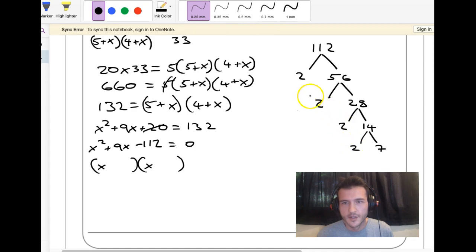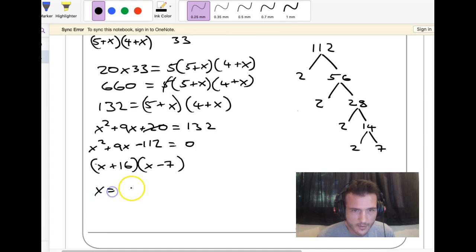It has to be 7. And 2 times 2 is 4, 8, 16. It's got to be 7 and 16. 16 minus 7 is 9. So yes. So we're going to have 16 and 7. Which is which? So we're going to have positive 16 minus 7. That gives us the 9. 16 times minus 7 equals minus 112. So x equals minus 16 or 7.